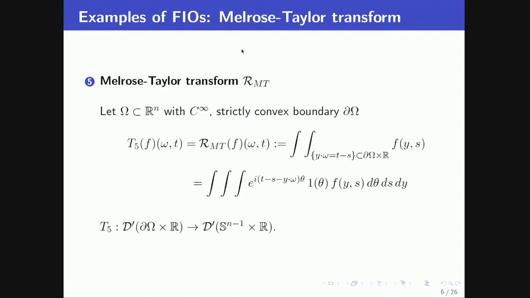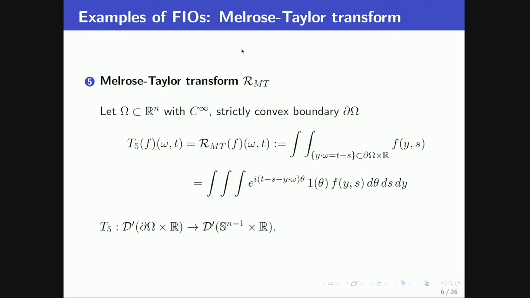Okay. Another example is a modification of the Radon transform due to Melrose and Taylor in work they did in the 80s on scattering for waves in the time domain by strictly convex obstacles in Rn. They looked at the so-called corrected Kirchhoff approximation. And so you do the following. You let omega be a domain in Rn with C infinity strictly convex, meaning positive curvature, boundary of omega.